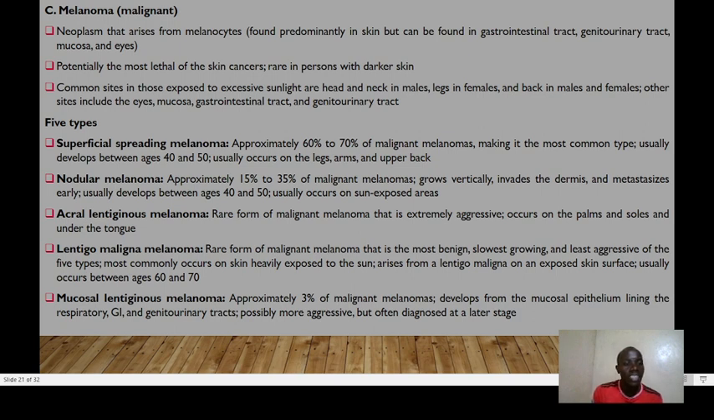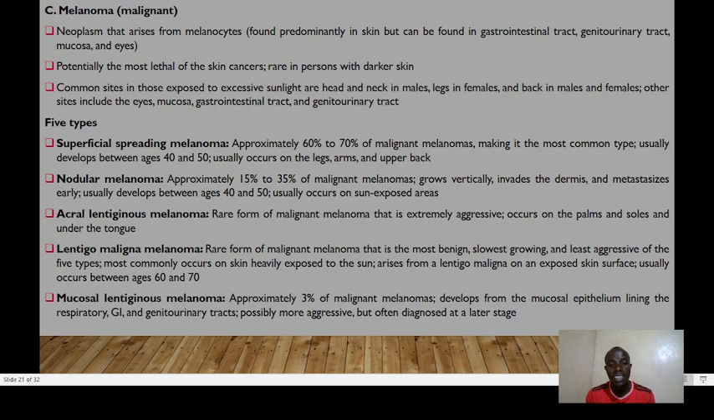The acral lentiginous melanoma is the third one, and it's a rare form of malignant melanoma that is extremely aggressive, occurs in palms and soles and under the tongue. The lentigo maligna melanoma is the fourth one.